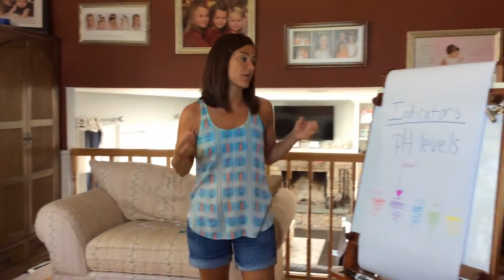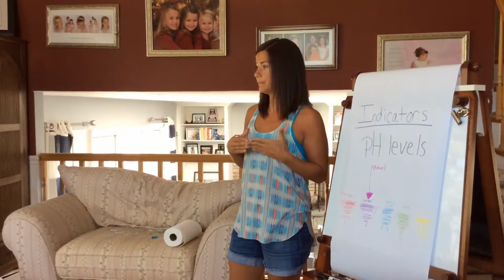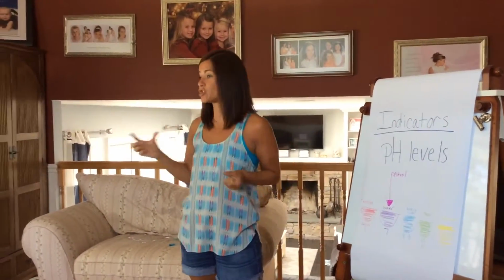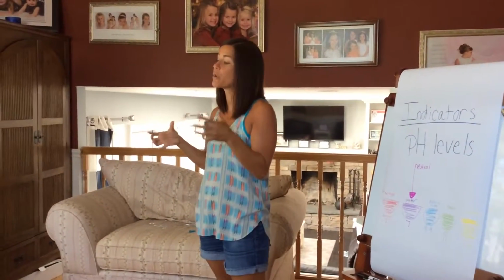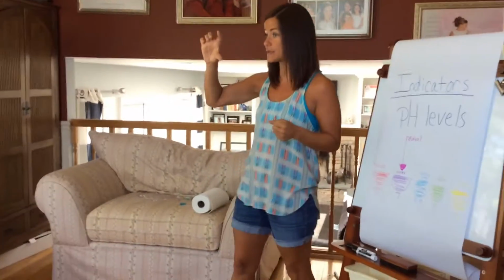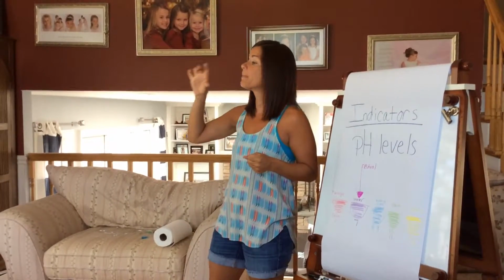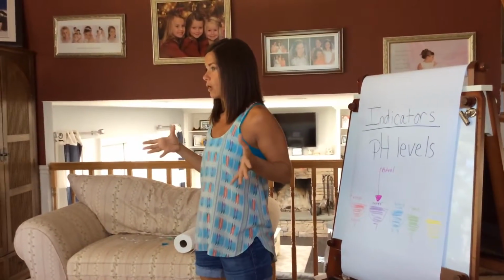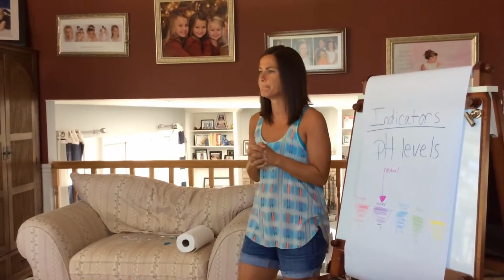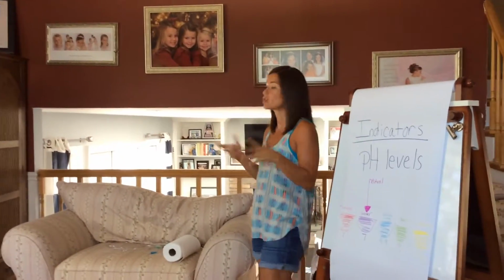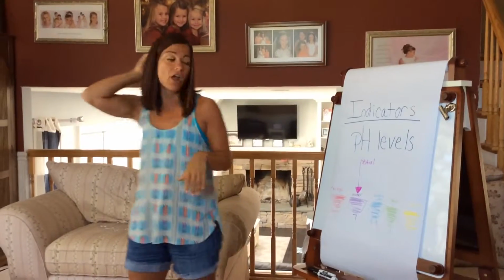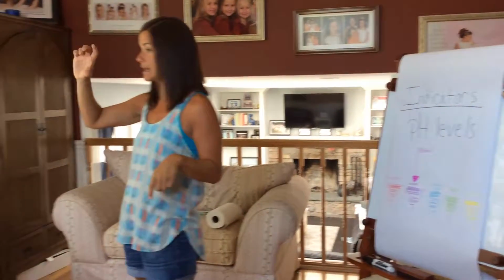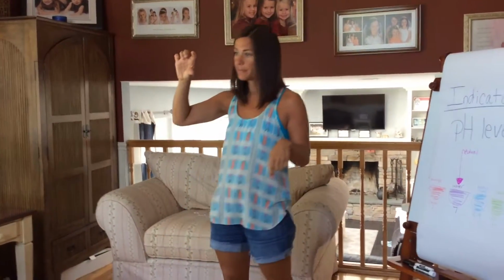An indicator is a tool used to measure. So in this case, we are using these indicators to measure the pH levels of different liquids. Okay, so what's an indicator? A tool used to measure. Excellent, good. Okay, so everybody touch your indicator. Hold your indicators. All right.